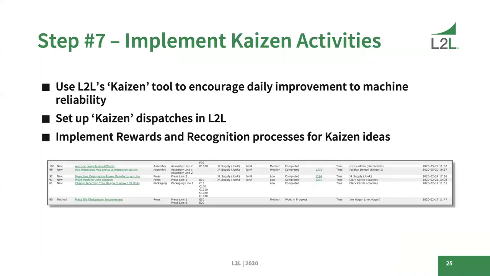And then step 7 for autonomous maintenance is to implement those Kaizen activities. Not only do you have to improve the machine, but you have to improve your processes. And so you want to constantly have people putting in Kaizen ideas on how to improve the way that we're doing the work, how to improve the way that we're actually making the machine more reliable, right? You can put Kaizen dispatches in Leading to Lean, so they're putting that in there. Everybody knows the green button on L2L, that's where the Kaizen button lies as well. They can go put in new Kaizens there as well.